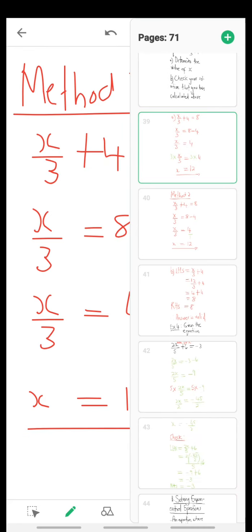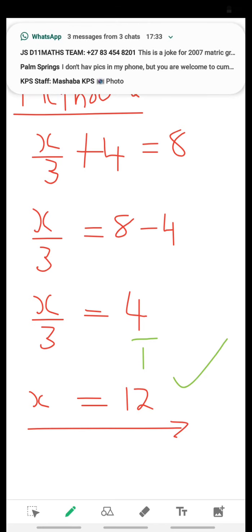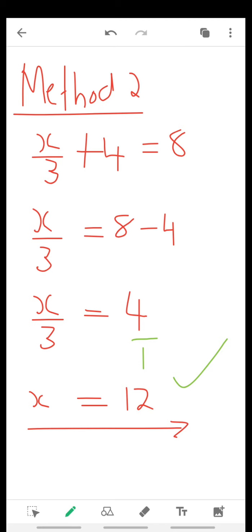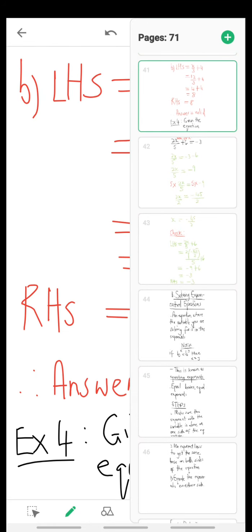Done. But method number 2, you remember, that one of introducing a fraction over 1. So it means here and here, same steps, but when we get here, we then divide by a 1 so that we can cross multiply. x times 1 is x, and then 3 times 4 is 12. So as a result, we are getting x being equal to 12. Okay, very, very important.